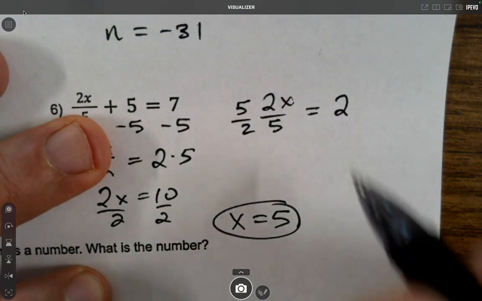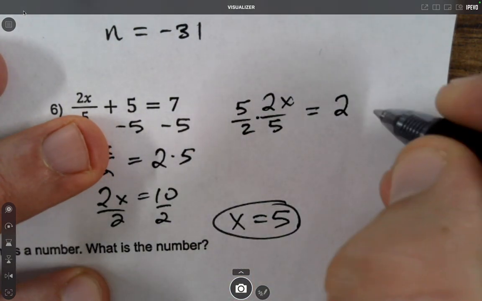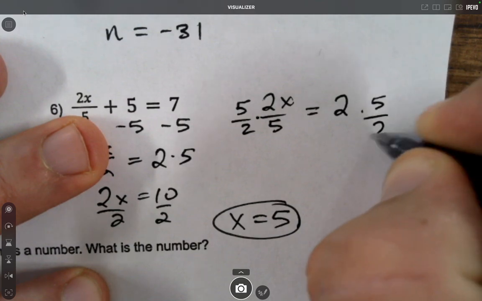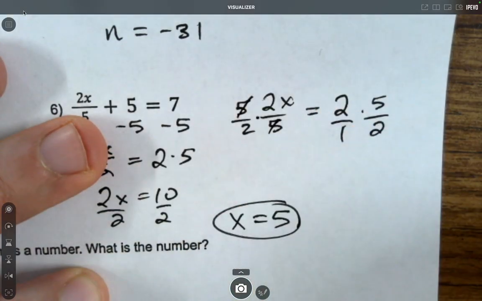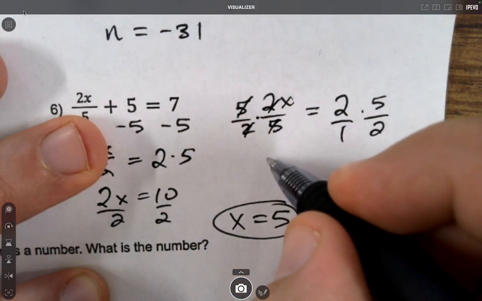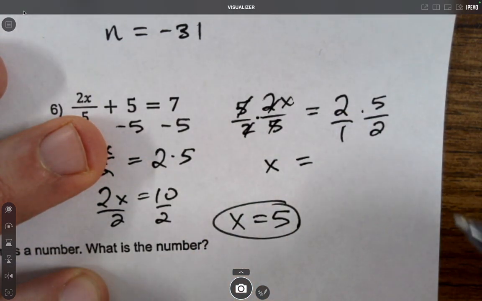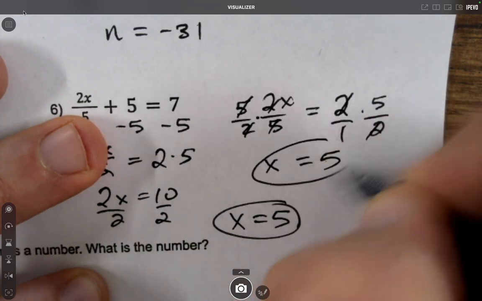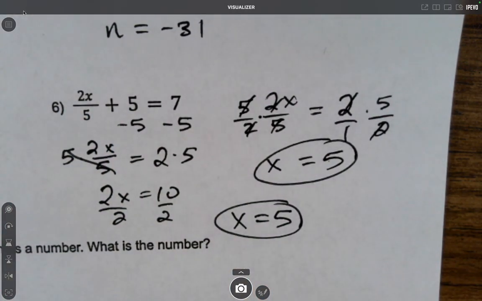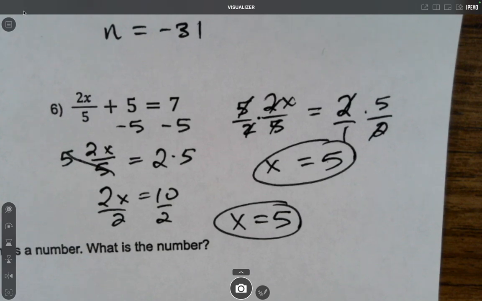Sorry about that, guys. Multiply by the reciprocal of 2/5, which is 5/2. So you see the 5's cancel, the 2's cancel, leaving just x. The 2's cancel, so we just have 5 over 1, which is 5. But both methods work perfectly fine, so you pick whichever one you like better.